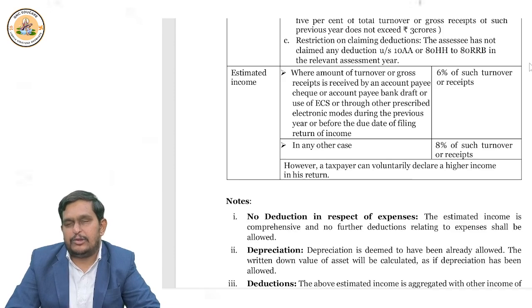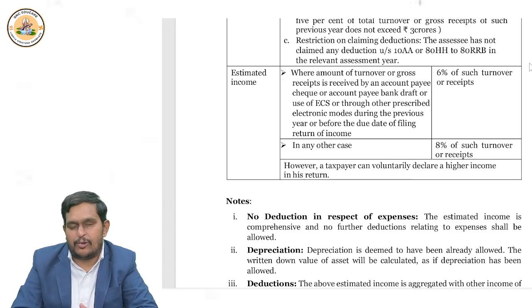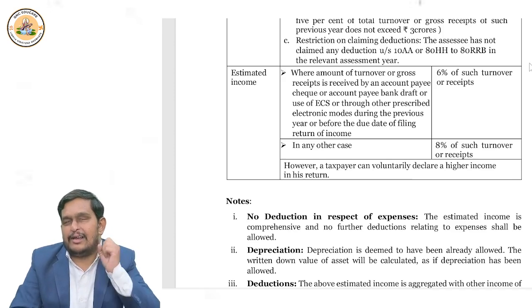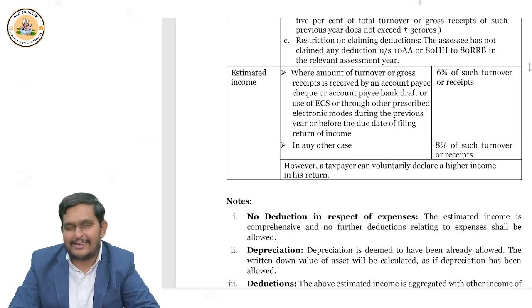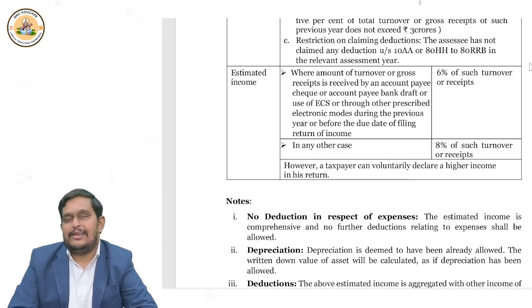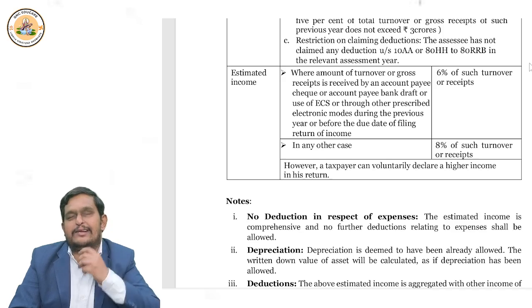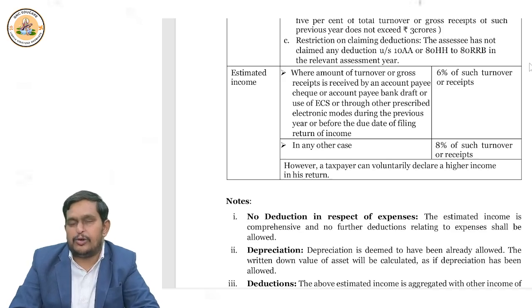Now come to the next story. Can you actually declare higher income than what is given, like the estimation we gave just now? But can you declare higher income? The answer is no. Sorry, the answer is yes. So basically, if you want to declare a higher percentage of income, you are allowed, perfectly fine.